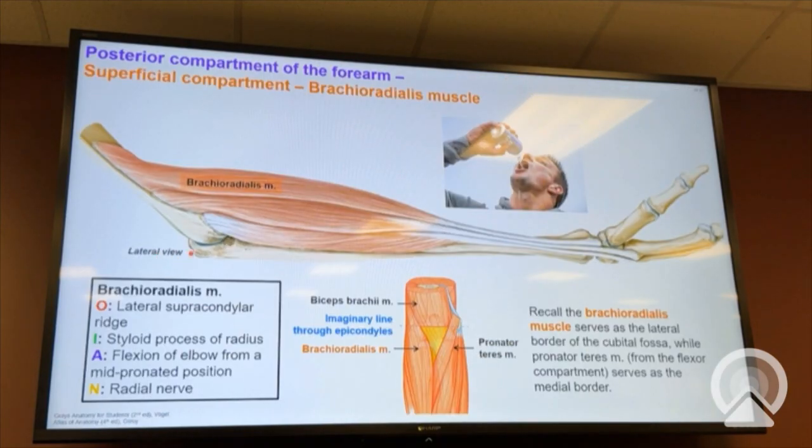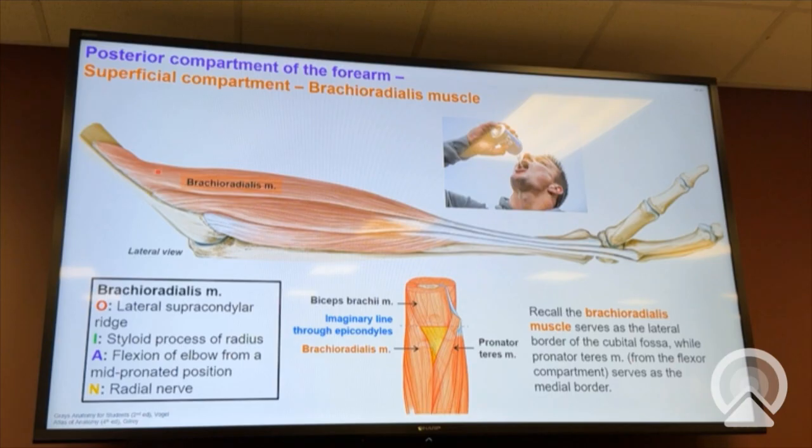Okay. So starting with the superficial compartment, the first one that we'll see, remember this is the lateral border of the cubital fossa, brachioradialis. The brachioradialis muscle, even though it's in the posterior compartment, which we generally associate with the extension of the wrist and digits, is kind of an outlier in that its action is a little bit interesting.